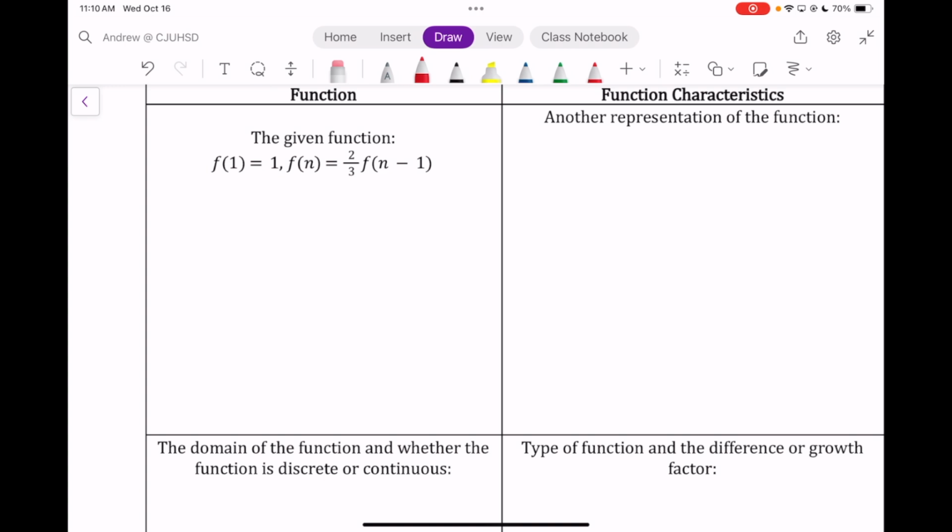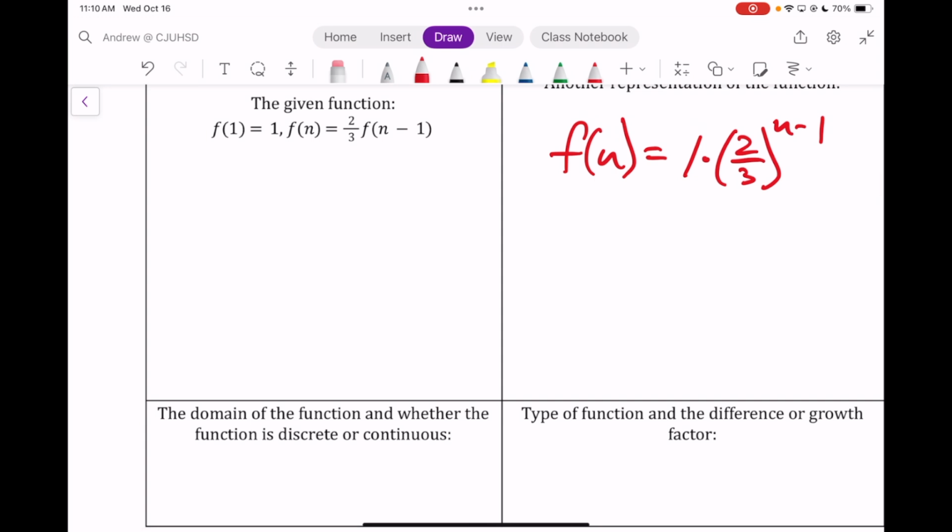Now, you might recognize this. This is a geometric sequence. It's geometric, and in fact, you're given the recursive form of it here. The explicit form would look like f of n equaling 1 times 2/3 to the n minus 1.